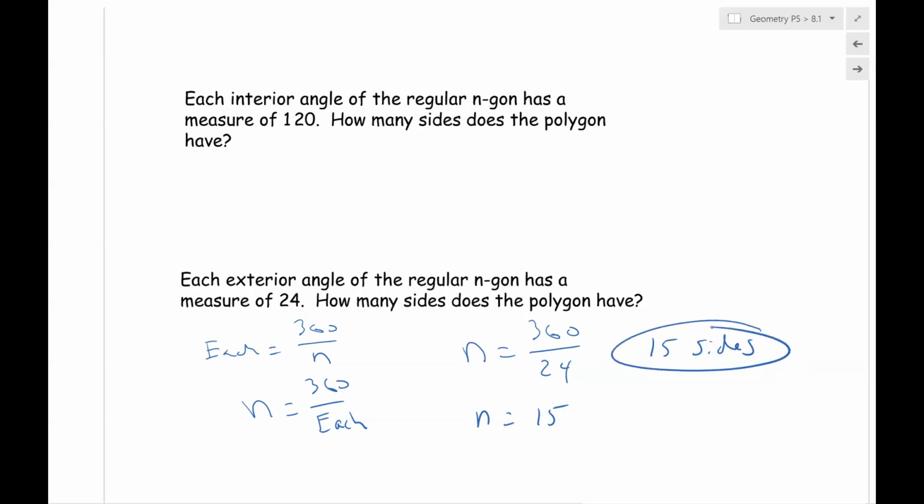That's an easy problem. If I try to go back to this one, each interior angle of a regular n-gon has a measure of 120. It is a much more complicated formula. Okay, and so what I'm going to suggest you do is change it to this type of problem. All right, so if I know the interior is 120, what's each exterior?